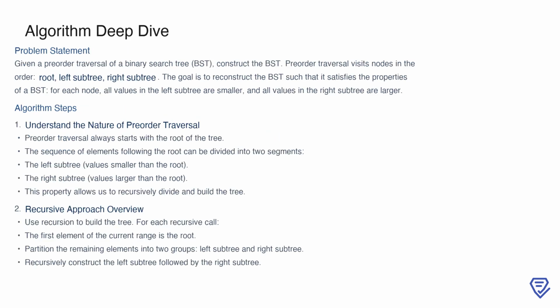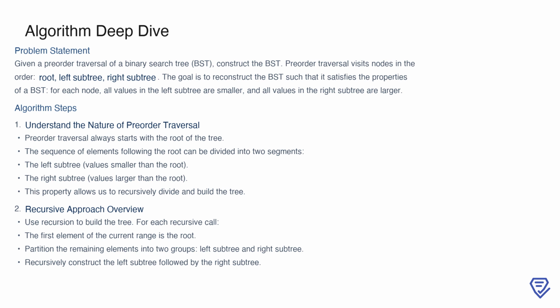To solve the problem of constructing a binary search tree from a preorder traversal, we start by understanding some key properties of the traversal itself. Preorder traversal always begins with the root node, followed by all nodes in the left subtree, and then all nodes in the right subtree. This order allows us to leverage the binary search tree property, where all values in the left subtree are smaller than the root, and all values in the right subtree are larger. Using this property, we can divide the traversal into segments and recursively reconstruct the tree.